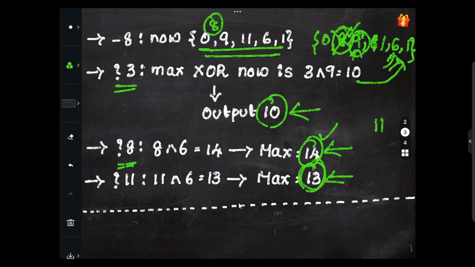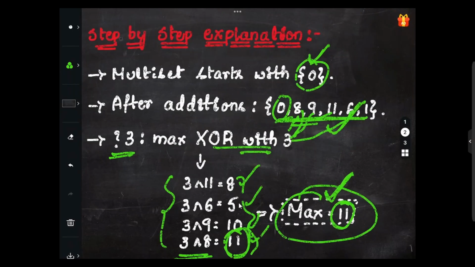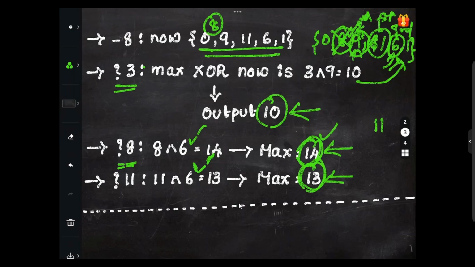For this one, the third maximum is 6. After 9, the third maximum will be 6, so in this case we'll be considering 6. 11 we already considered as the first maximum, the second maximum was 9, and the third maximum was 6. Here we went for 8 XOR 6 and 11 XOR 6. You will go with the maximum for everything like this. The maximum will be 10 for this one, 14 for this one, and 13 for this one. So in total it will be 11 10 14 and 13.